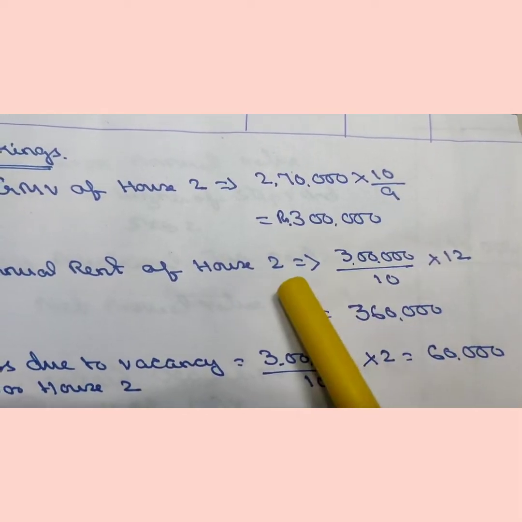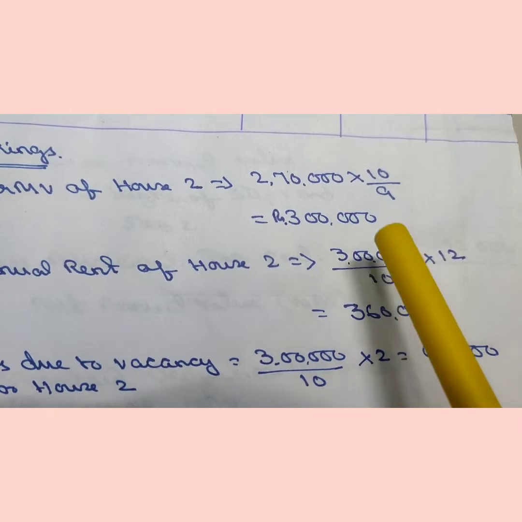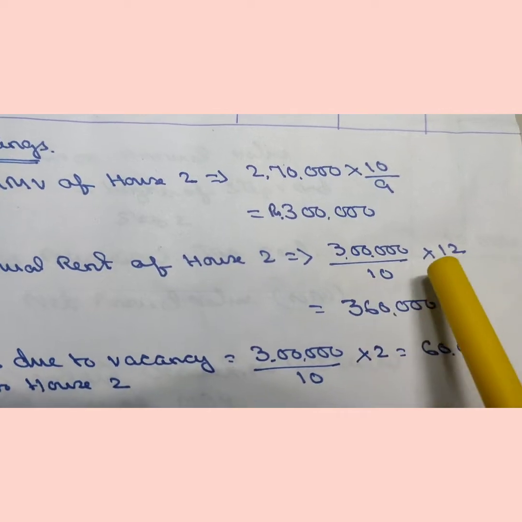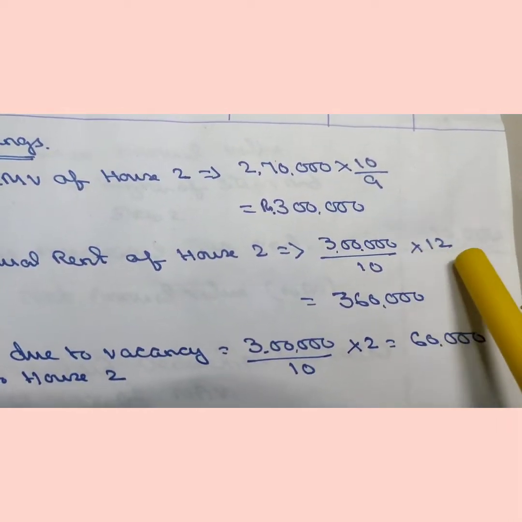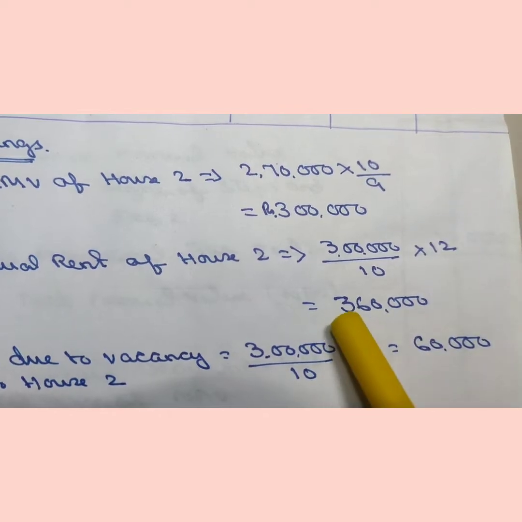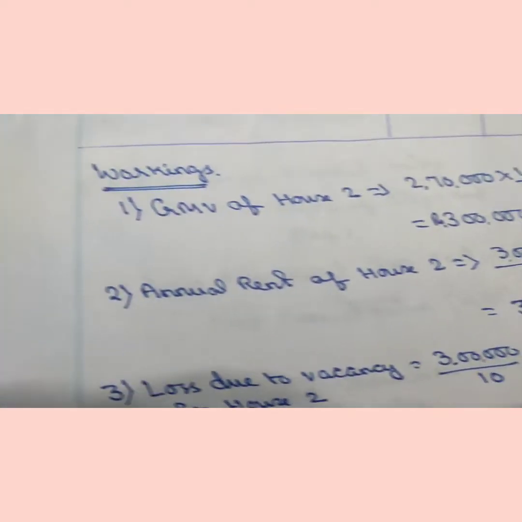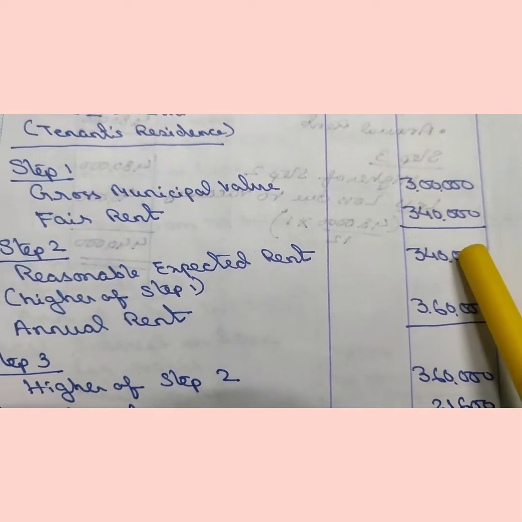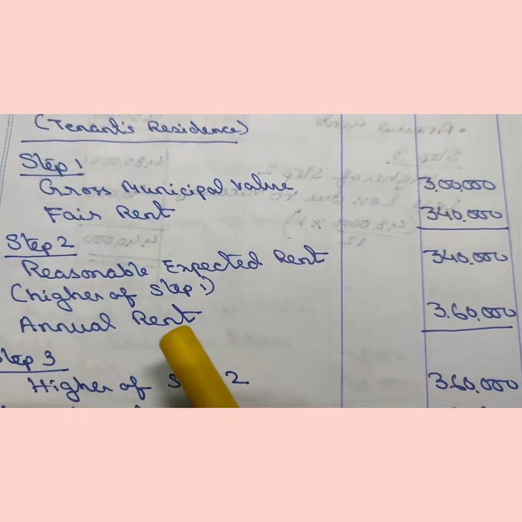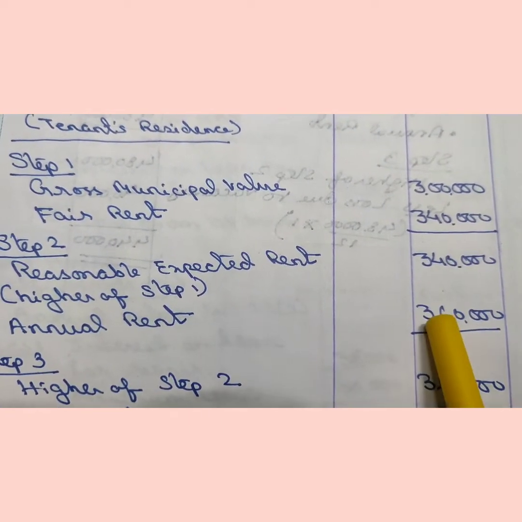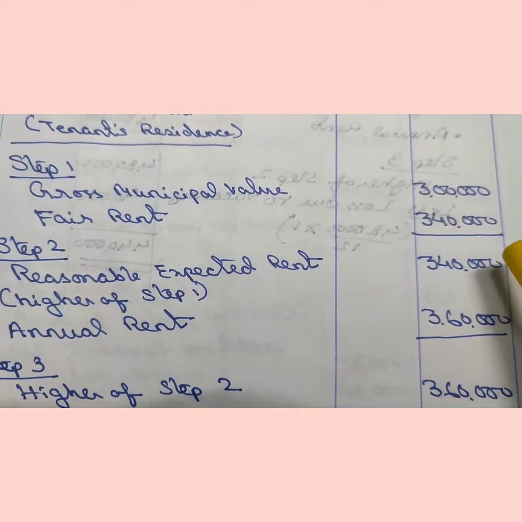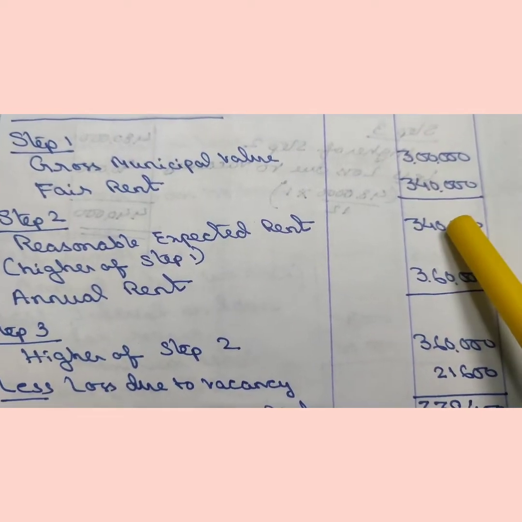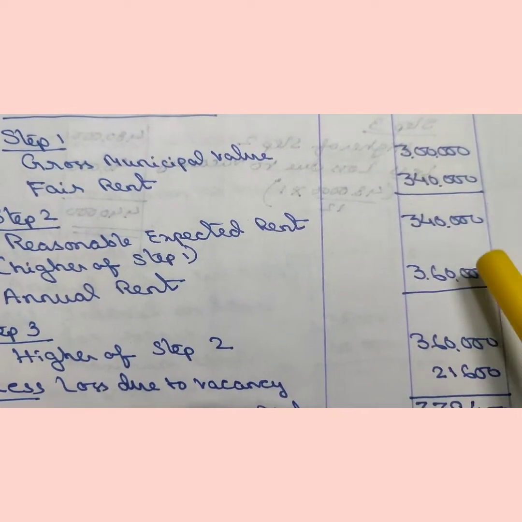So, for computing 12 months rent, we first divide this 3 lakh by 10 to get 1 month's rent, and it will be multiplied by 12 to get the annual rent or 12 months period rent, that is rupees 3,60,000. Now, in step 2, we have already computed the reasonable expected rent, and we have put this annual rent 3,60,000. Now, in step 3, we have to compare these two, that is reasonable expected rent and annual rent of 3,60,000.